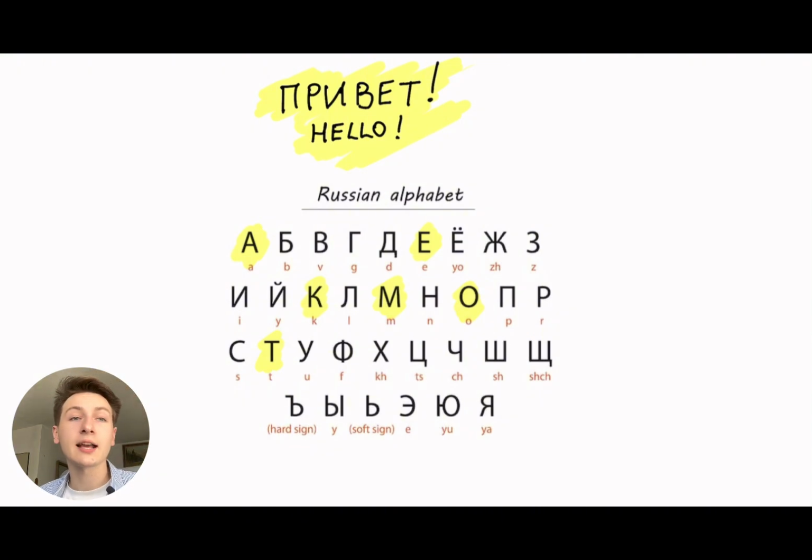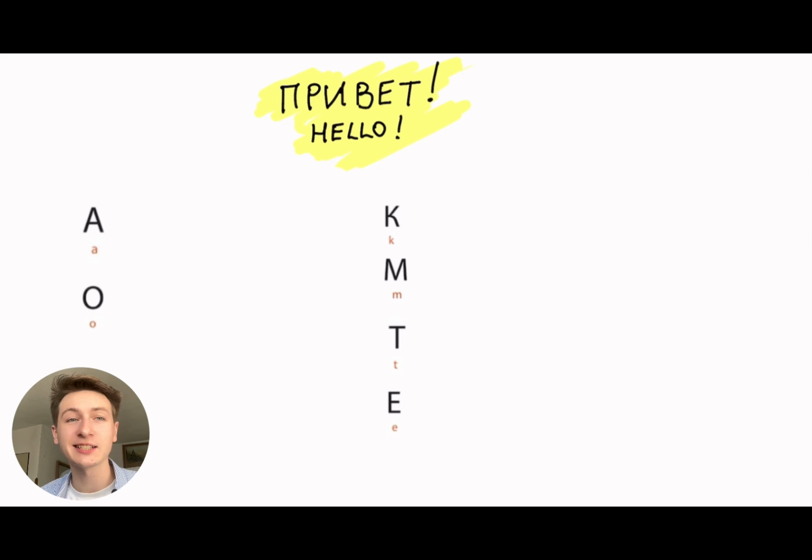So in Russian, like in English, we have upper cases and lower cases. For example, A, M. The sound is the same, but only size is changed. So let's start from the first letter. It's A.